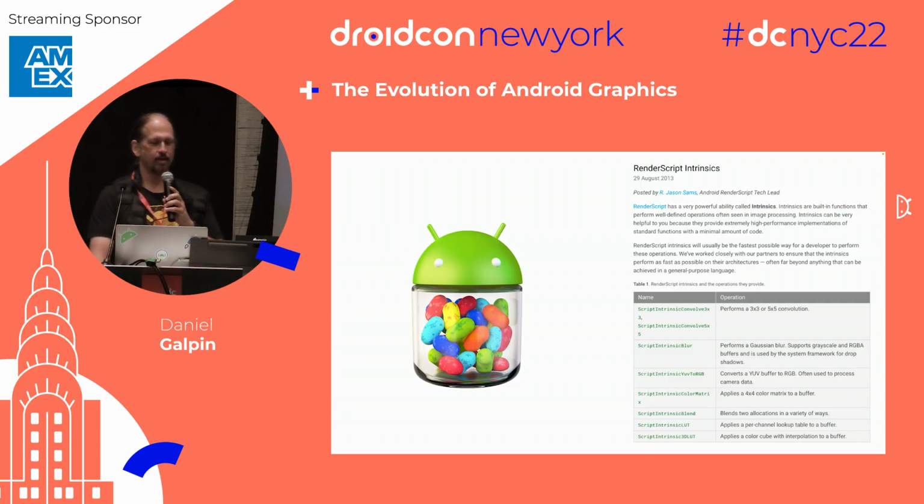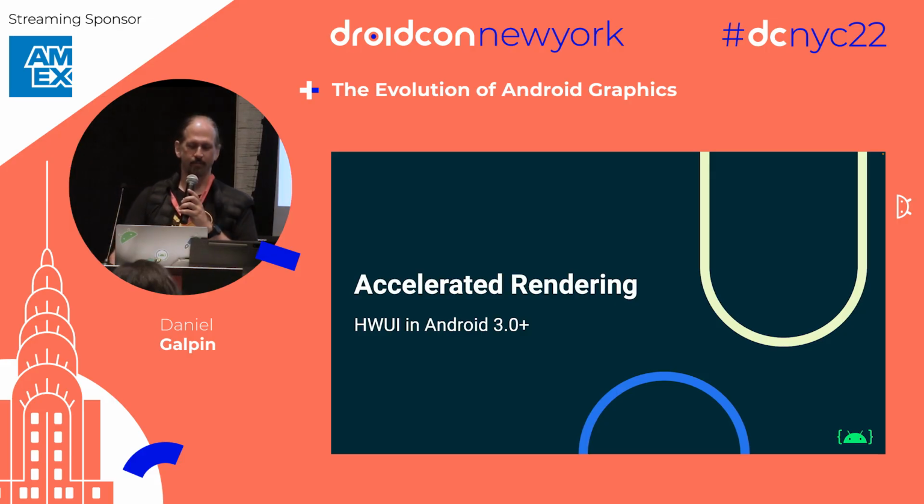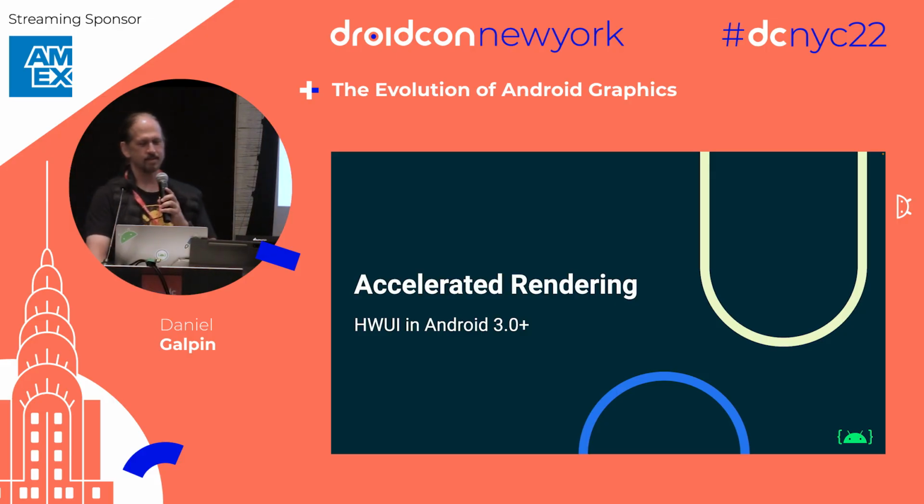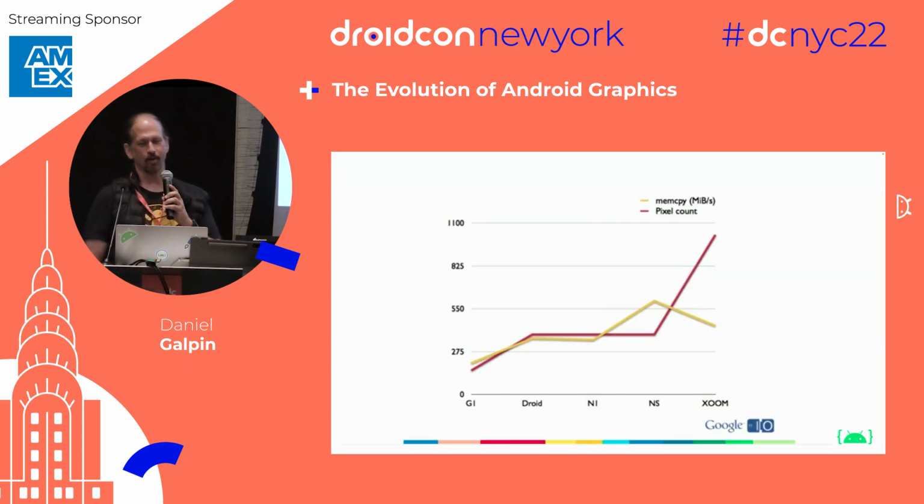And then in Android 3.0, we had to bring Android to tablets, and so we created something that we call HWUI. This is from one of Romain Guy's talks. If you look at our pixel count versus our memcopy performance, we actually got slower memcopy performance on the Xoom, and we had a lot more pixels to draw, and it basically meant that everything we were doing before didn't work at all. We had to do something else. So this is what we did in 2011.